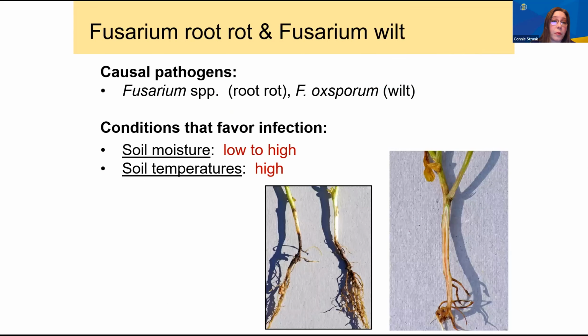And then same with the other root rot, which is Fusarium wilt, that we can see here in the state, with soil moisture low to high. Temperatures, they like it high. So again, a lot of different root rots. It's here in the state.